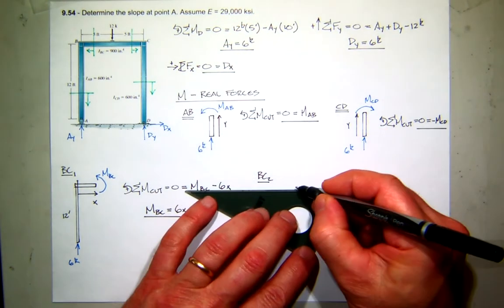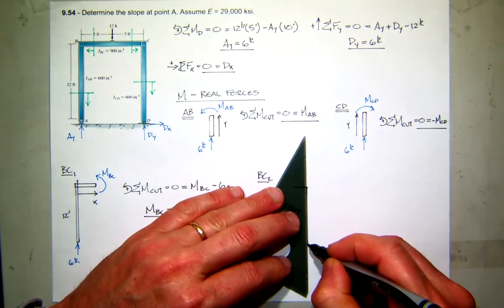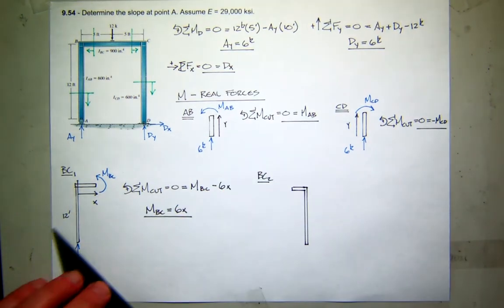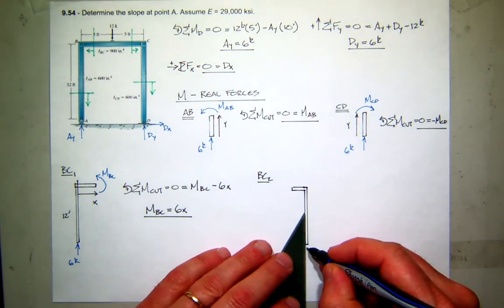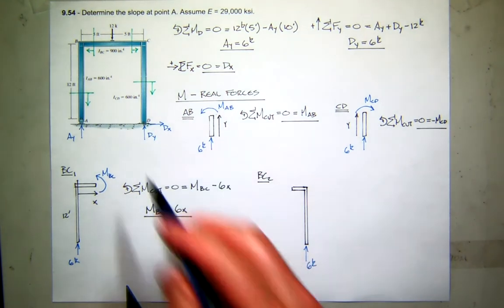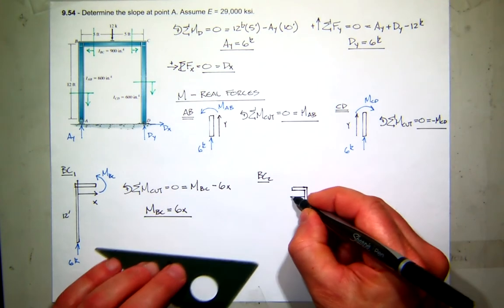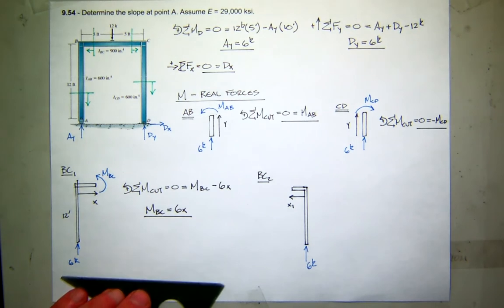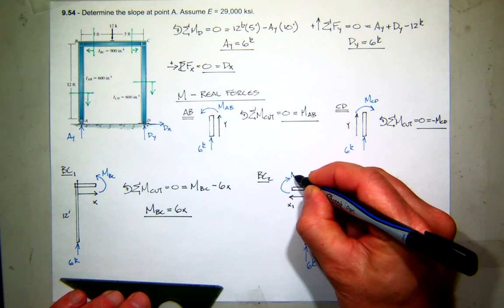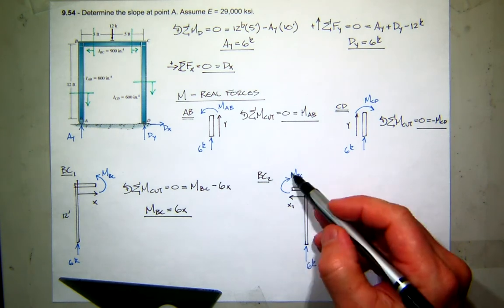right-hand side. So in that case, my free body diagram might look something like this. And again, at the bottom, I have a 6 kip force. That's the reaction DY. And now I'm going to make a coordinate system from the right to the left and call that x1. And then I'll put my positive moment there. And I'm going to solve for that moment.